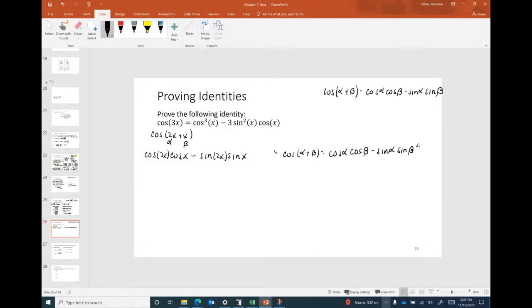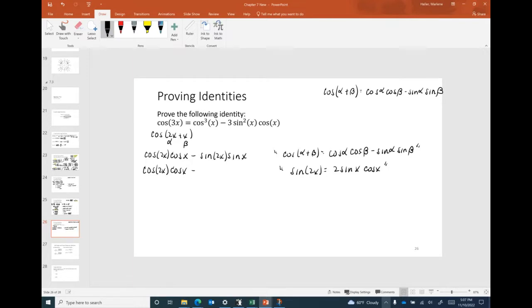Now I can use a double angle identity here, right? So which double angle identity? I don't know about the cosine. Let me leave that one alone for now because I have too many options. Let me just make my sine substitution. We know that the sine of 2x is equal to 2 times the sine of x times the cosine of x, right, with that identity. So let's make that substitution.